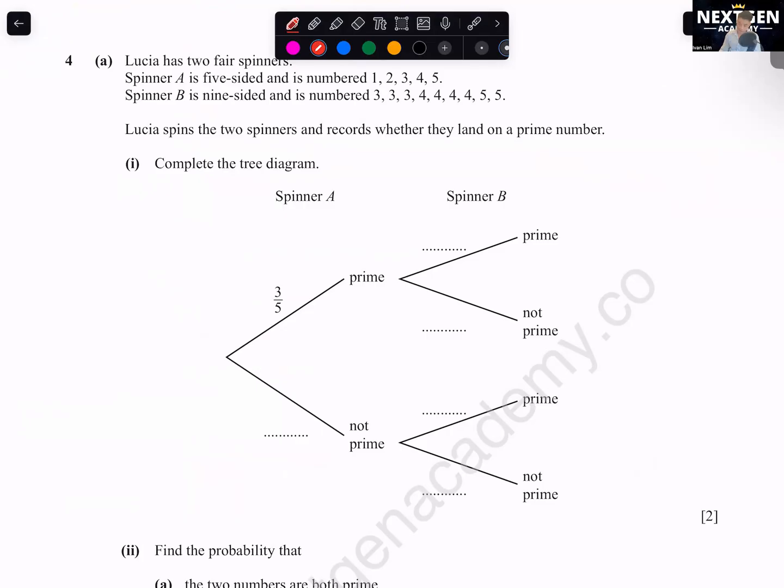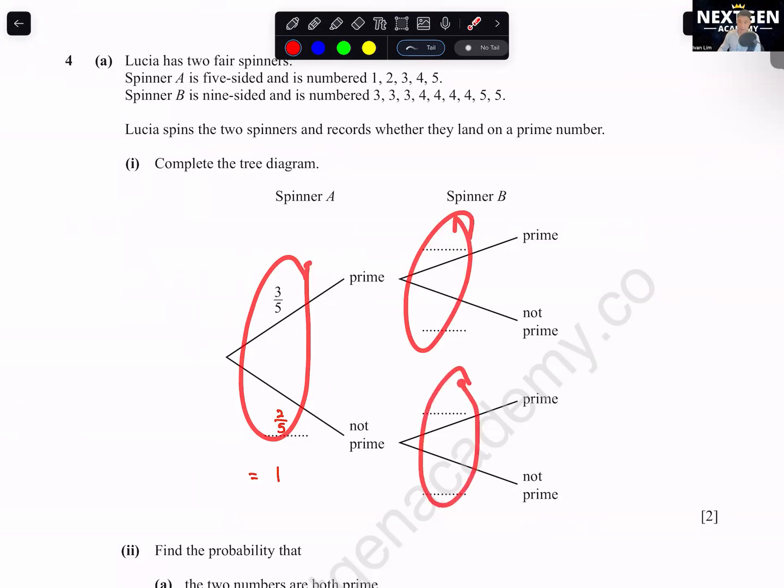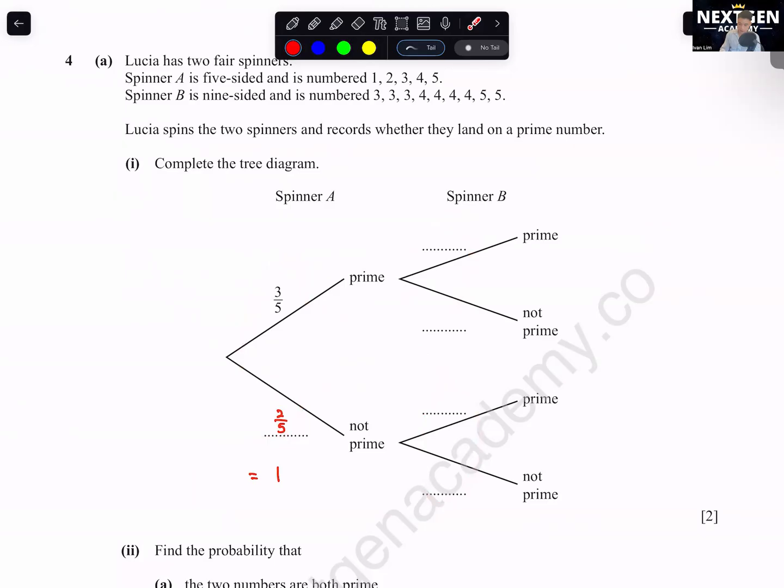So you want to get prime. Okay, spinner A. Prime means what? Prime numbers. 2, 3, 5 are prime numbers. So here you get 2 over 5. Okay, another thing that you need to remember, each branch, when you add together, will be equals to 1. So you got to remember when we do a tree diagram like that, when you add all this up together, the value will be equals to 1. Yeah, so prime number can only be divided by itself and 1. 1 is not a prime number. Okay, so write this down. 1 is not prime number.